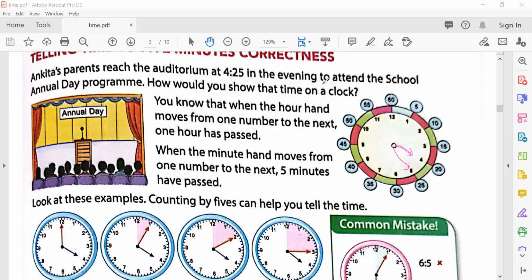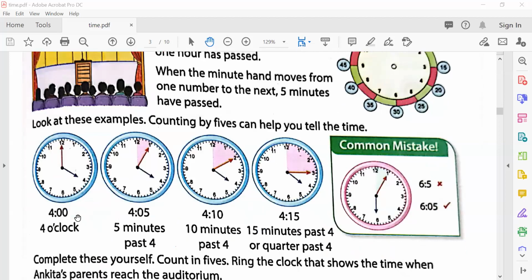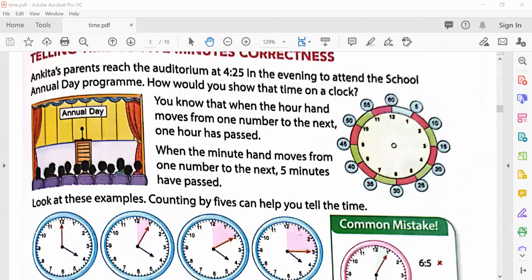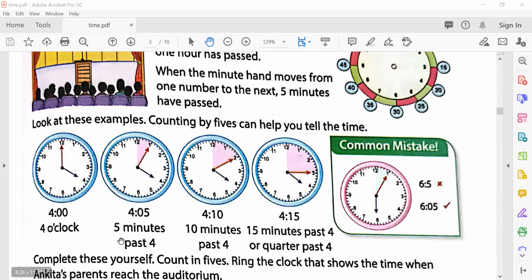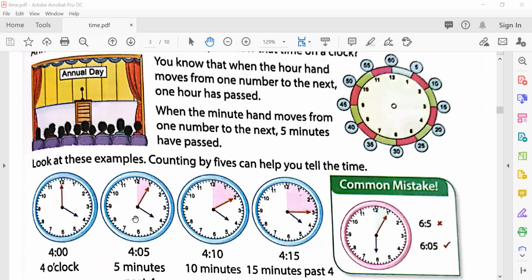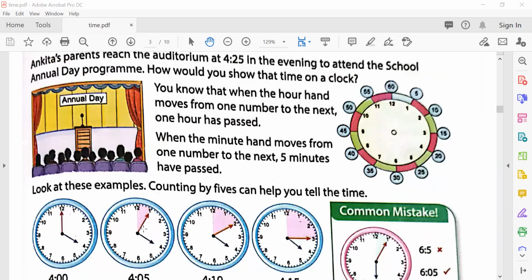Okay. So now look at these examples. So this is what's the time here? 4 o'clock. What's the time here? 4:05. 5 minutes past 4. How many minutes past 4? 5 minutes past 4.